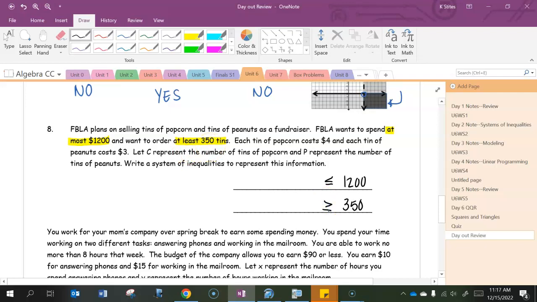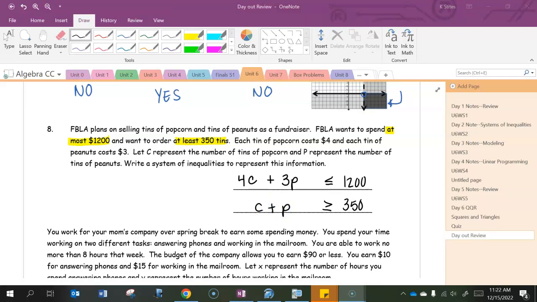And then remember, money always has to go together. So this 1,200, which is money, that's where we're going to put our $4. And, oh, hold on. We have popcorn and peanuts. So 1 second here. Popcorn was C. All right, so 4C plus peanuts was 3P. Okay. And then for the 350, that's just the total number of packages bought. So that's just going to be C plus P.